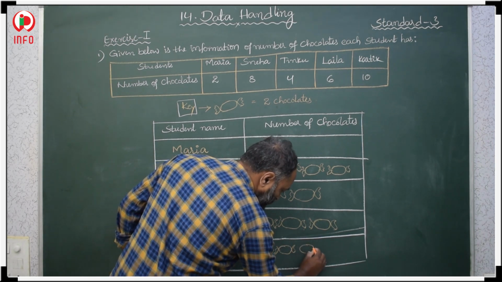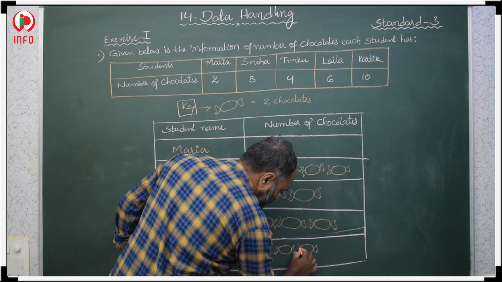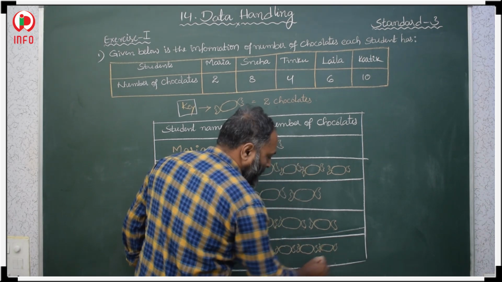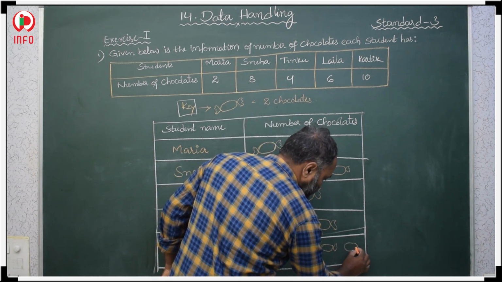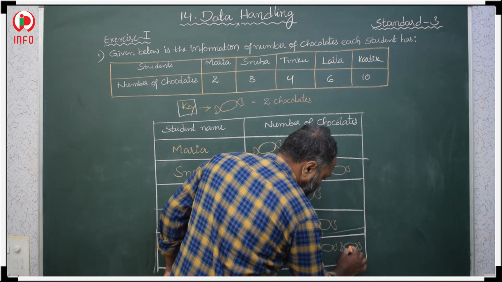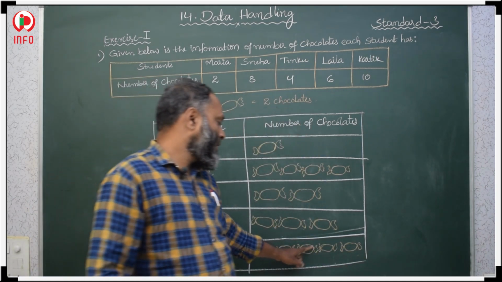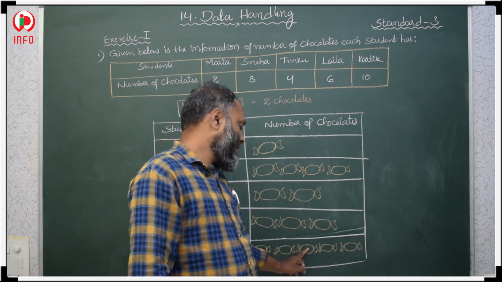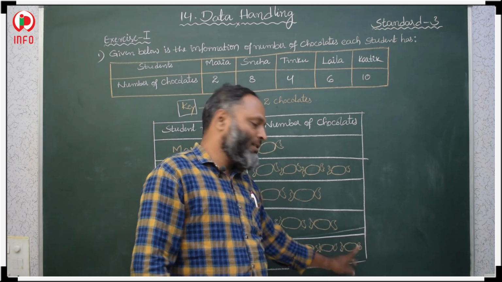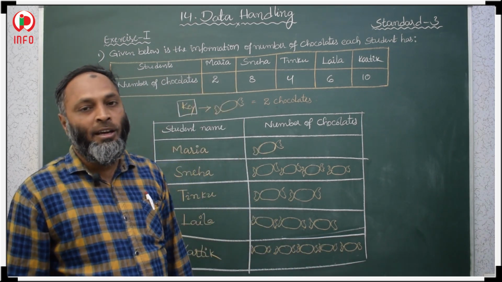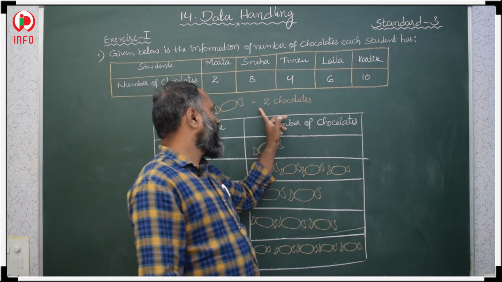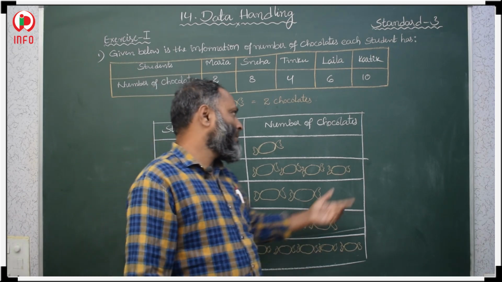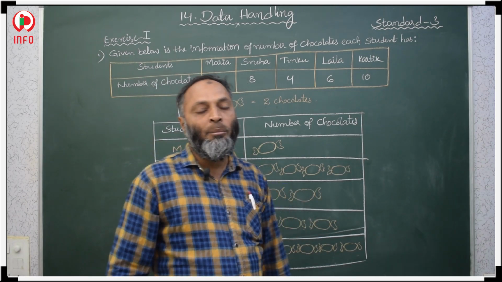1, 2, 3, 4, 5th chocolate. 5 chocolates. 2 plus 2, 4. 4 plus 2, 6. 6 plus 2, 8. 8 plus 2, 10. It represents 10. Okay. So 10 chocolates means each chocolate is equal to 2 chocolates. So 5 chocolates represent 10 chocolates according to the pictograph.